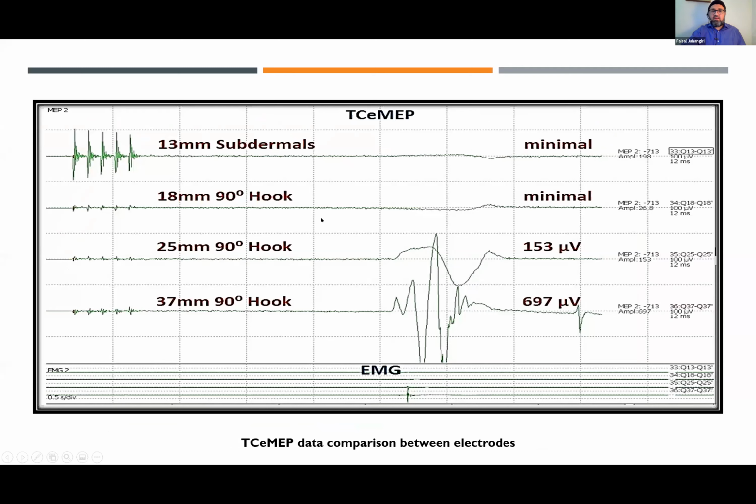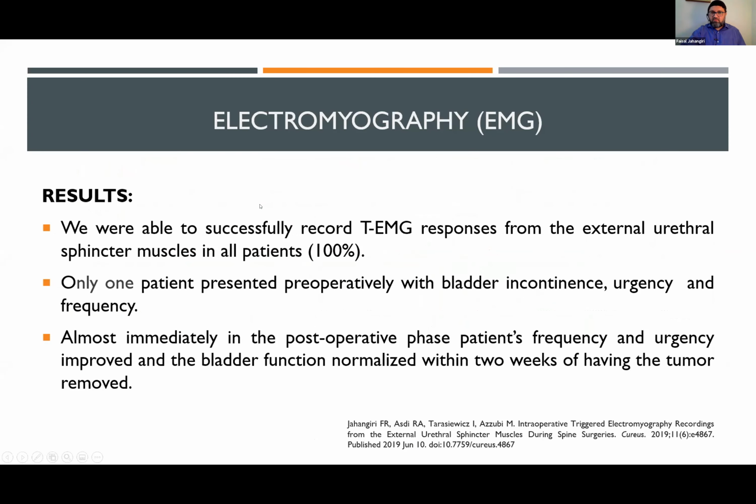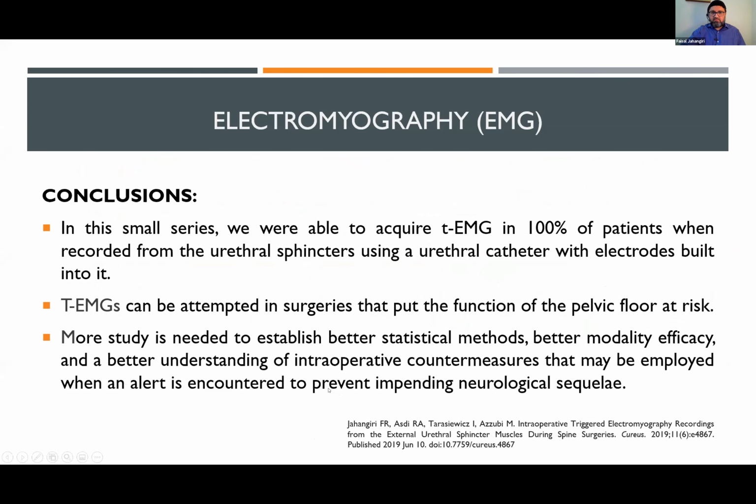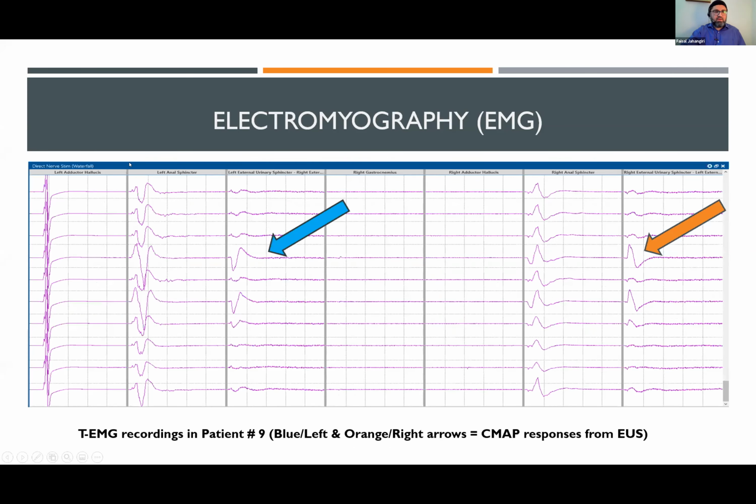So in this patient, you can see we used 13 and 18, and there was no response with the 13 and 18 millimeter. We have a very small response, about 150 microvolts, with the 25 millimeter, and with the 37 millimeter electrode we have about 700 microvolts response. It's a huge response. If we had used only 13 millimeter, we would have had no response in this muscle. This is the recording from the rectus femoris muscle for the quadriceps. We had a 100% success rate for the patients in our study. So these are the responses, comparing the left foot muscle, left sphincter muscle, and the right side. The blue area is the left anal sphincter response from the left side and the right side.